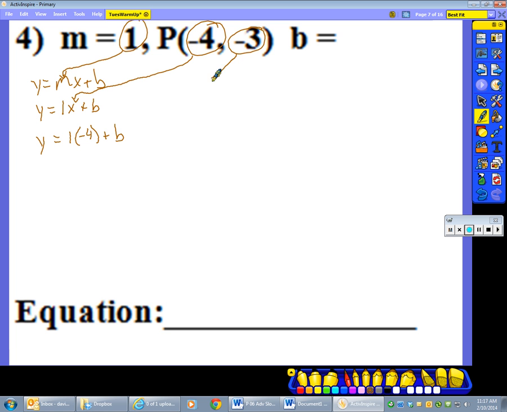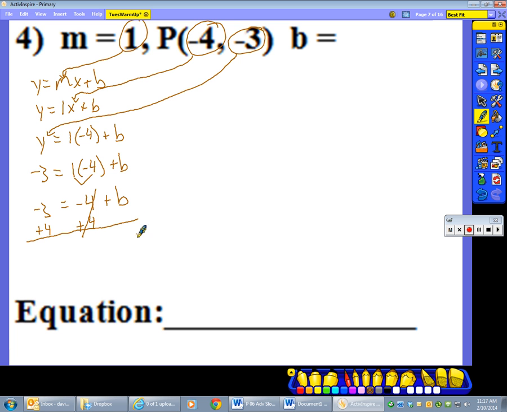Sub in negative 3 for my y value. So negative 3 equals 1 times negative 4 plus b. 1 times negative 4 is going to equal negative 4 plus b. I'm going to use my inverse operation to get b by itself. So the opposite of a negative 4 is adding 4. And then a negative 3 and a positive 4 is going to equal a positive 1. So b equals positive 1.